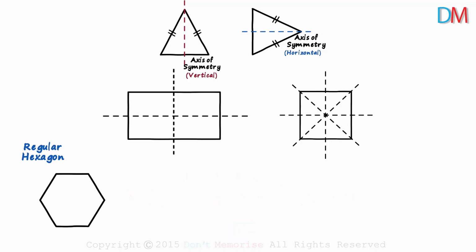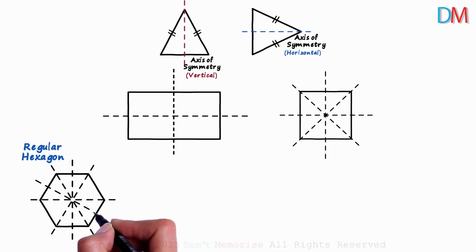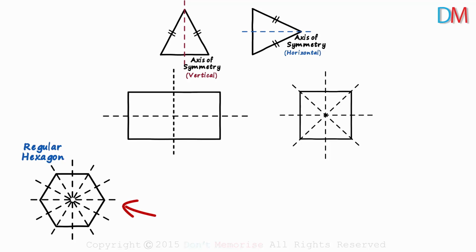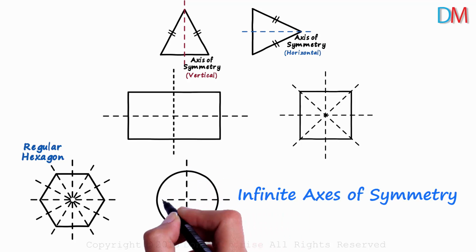Okay, let's see. The horizontal and the vertical ones are obvious. These two diagonals would also be the axis of symmetry. Do you think there are any more? Yes, the line joining the midpoints of these two sides and the line joining the midpoints of these two sides will also be the axis of symmetry. Folding the figure along any of the lines will give us matching parts, 6 in all. And a circle, on the other hand, has infinite axes of symmetry.